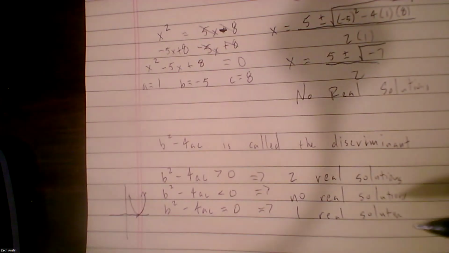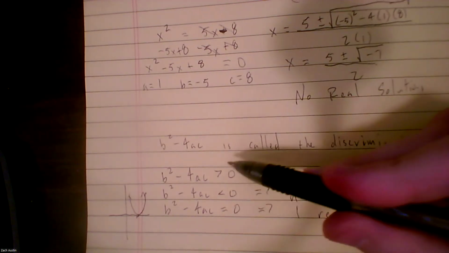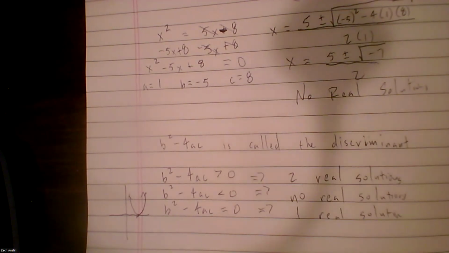And so just by doing this quick calculation, this b squared minus 4ac calculation, we can quickly determine the nature of our solutions. If it's positive, we have two real solutions. The graph is going to cross the x-axis twice. If it's negative, we have no real solutions. It's just never going to hit the x-axis. And if it's equal to 0, we're going to have one real solution. We're going to touch and turn when we hit that x-axis there. So the discriminant can be useful for determining the nature of our solutions.